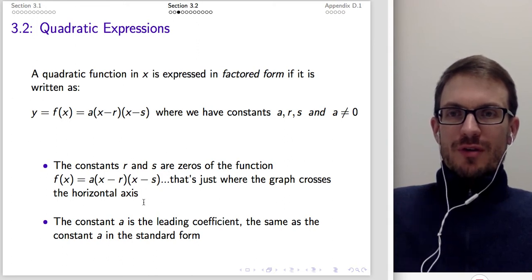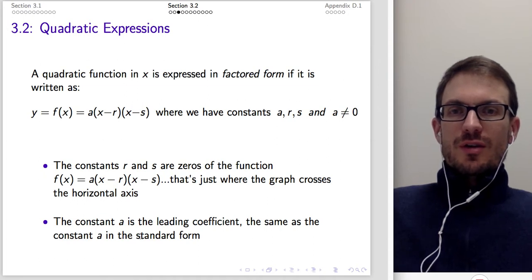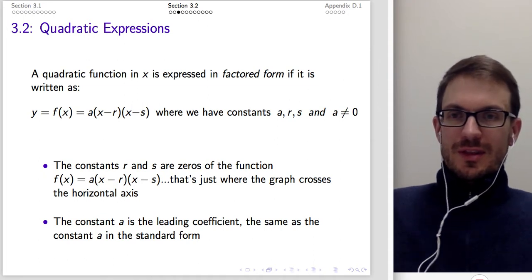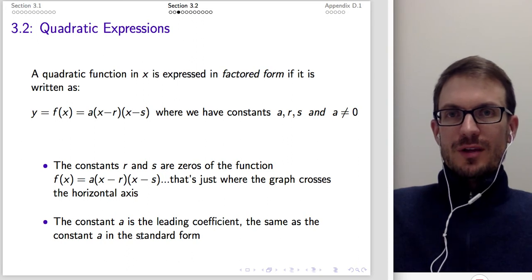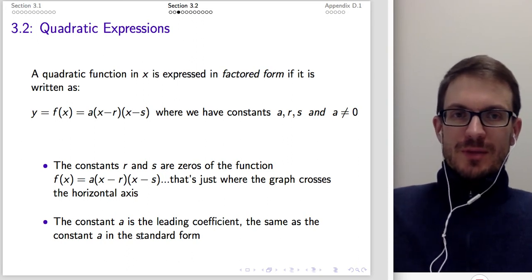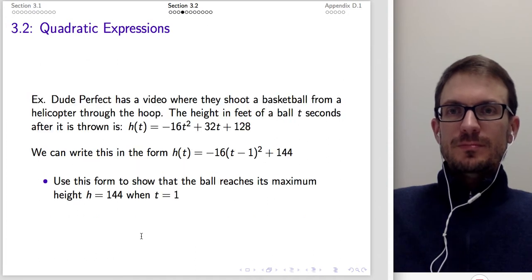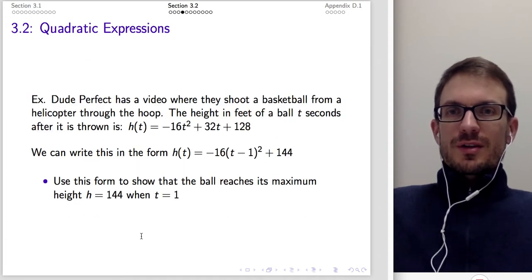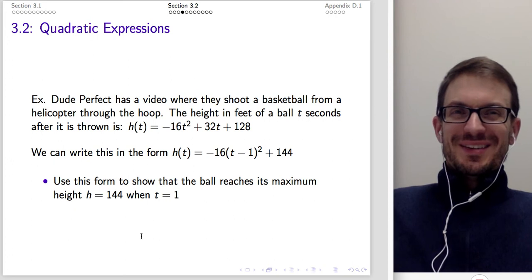That's just where the graph crosses the horizontal axis. And then constant a is the leading coefficient. It's the same as the a in standard form, right? So when you're factoring, that's something to be aware of. Okay, so here's another form we'll take a look at real quickly.